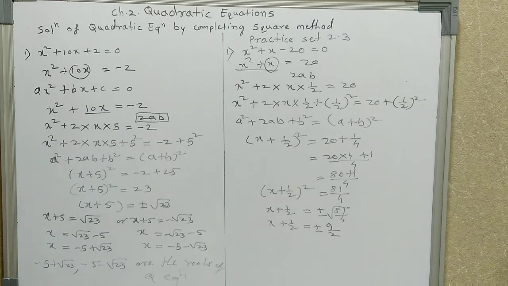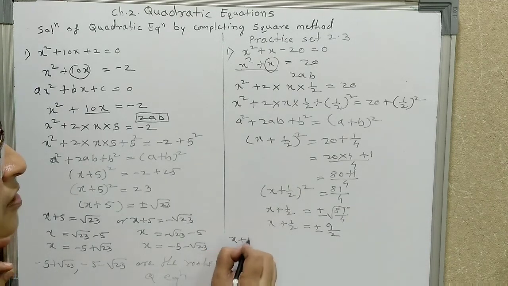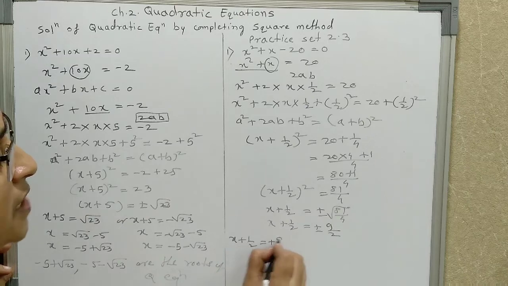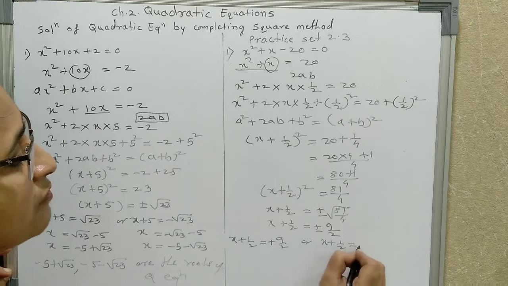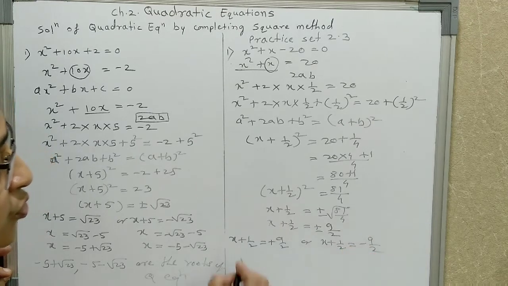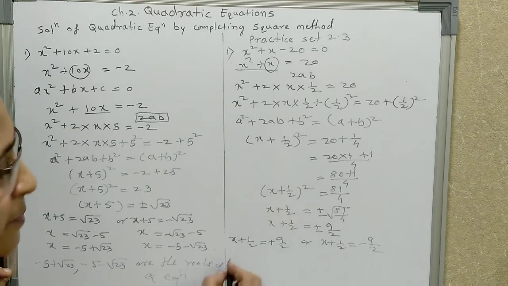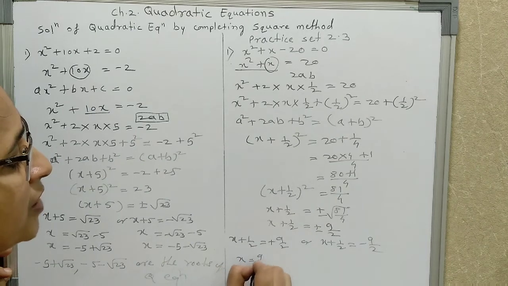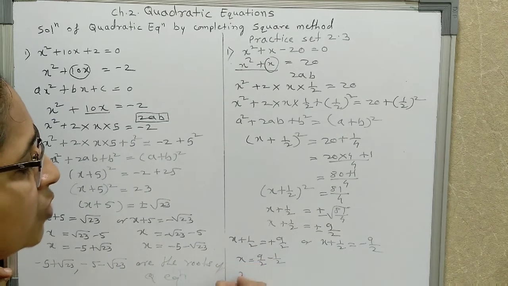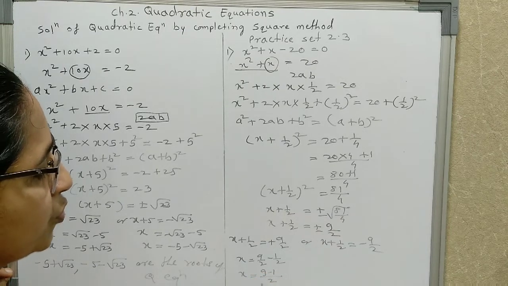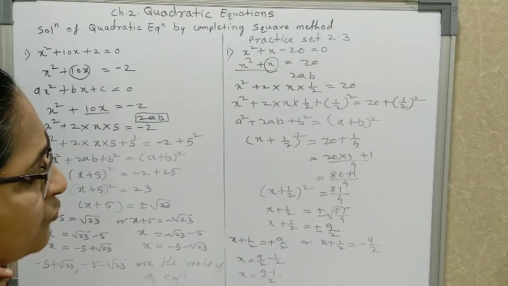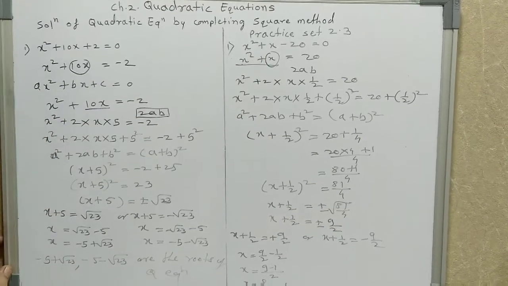Now first we take x plus 1 upon 2 is equal to plus 9 upon 2, or x plus 1 upon 2 is equal to minus 9 upon 2. Here plus, that side becomes a minus. So x is equal to 9 upon 2 minus 1 upon 2. x is equal to, denominator same, so 9 minus 1 upon 2. So x is equal to 8 upon 2 is equal to 4. This is the value of x.